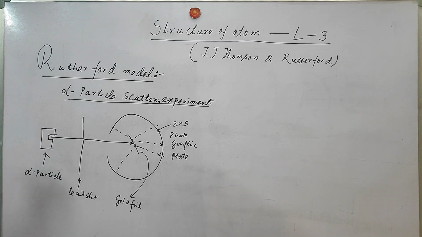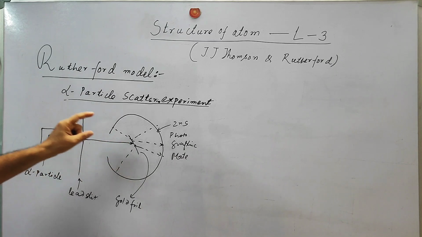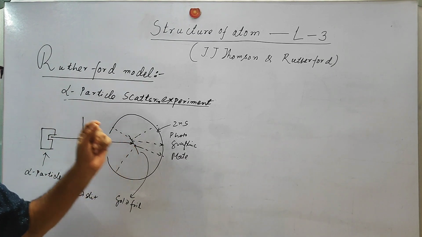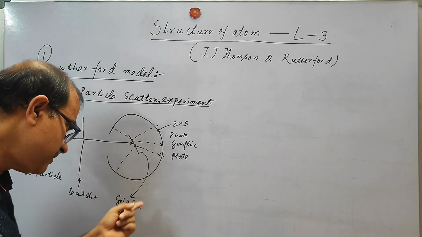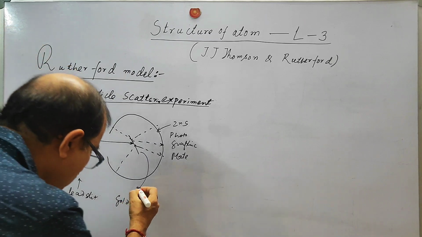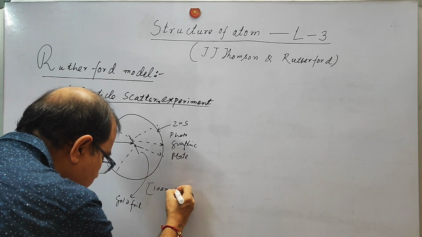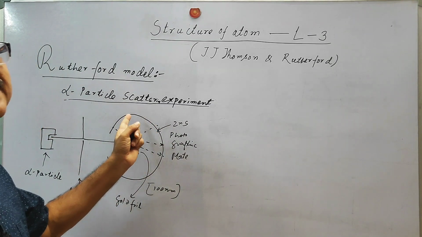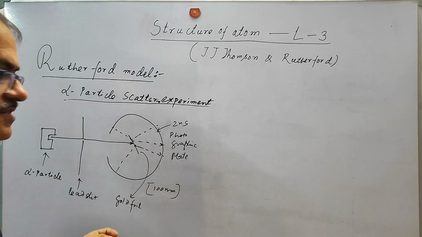There is a source of alpha particles, and it will go to the lead slit, and from the lead slit it will strike very high speed, very high energy alpha particles at the gold foil, and the gold foil has a thickness of 100 nanometers. This gold foil is surrounded by a photographic plate, that is ZnS.